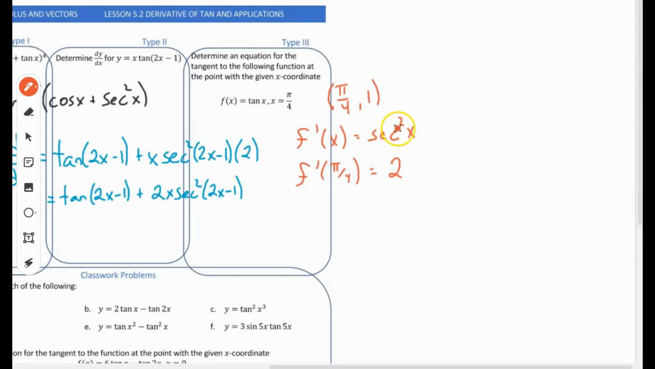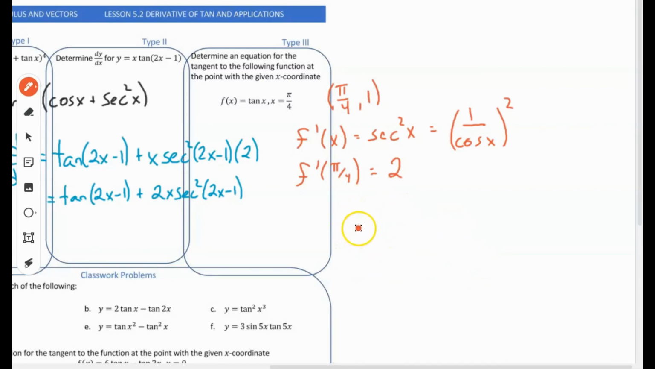You can figure that out if you want to remember your special angles. Just remember secant is just 1 over cos x, and that is all squared. And so now you can use your pi over 4 angle in cos and figure out that it's 2. Or you could put it on your calculator, but make sure your calculator is in radians, or you will get something completely different.